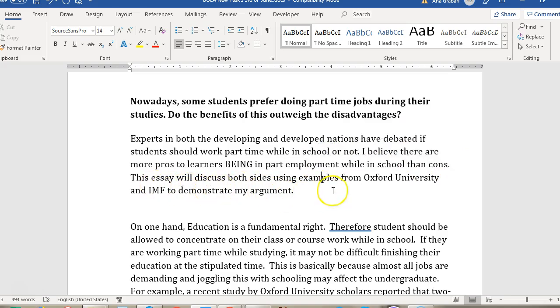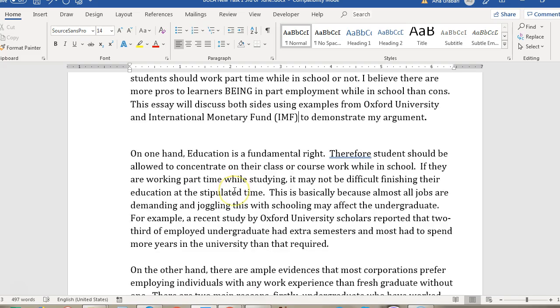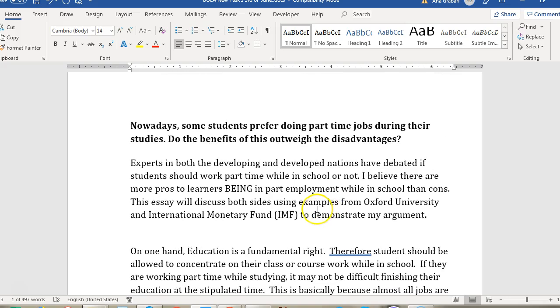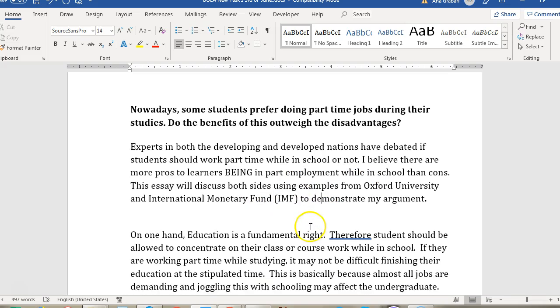"This essay will discuss both sides using examples from Oxford University and International Monetary Fund." Please make sure that before you use an acronym, you write the full form. And then, excuse my repetition, you will have the right to use the acronym because it will not create any confusion anymore. You see, a recent IMF study, and we know clearly that IMF is International Monetary Fund and not, let's say, male friendship, something like this. I know that it is almost universal, but you never know. We don't want to create confusion.